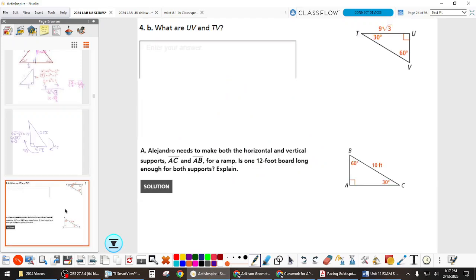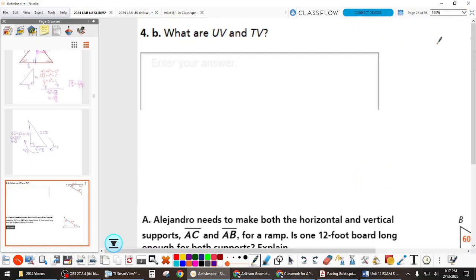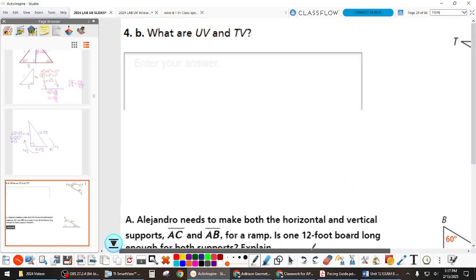Let's see what this one was. All right, which side of the triangle is the 9 root 3?